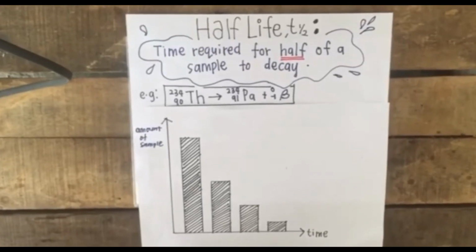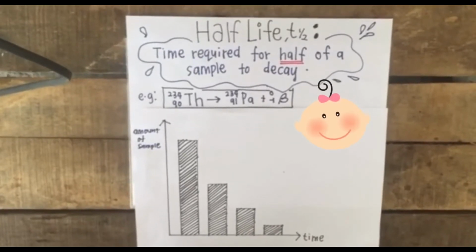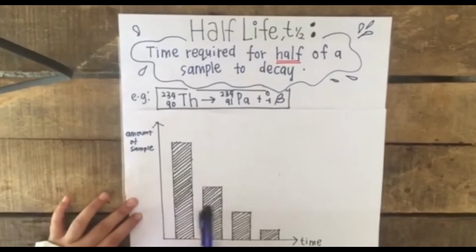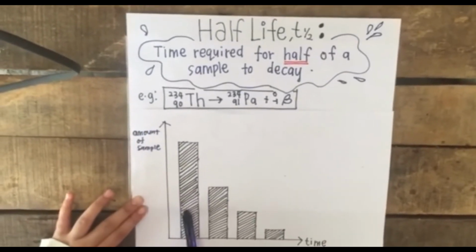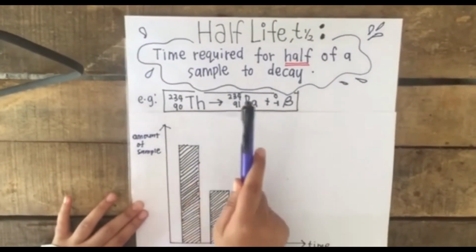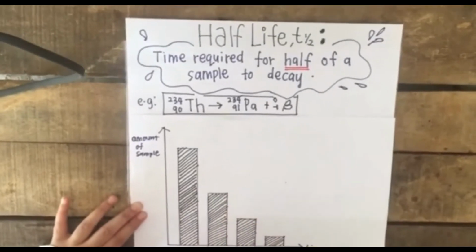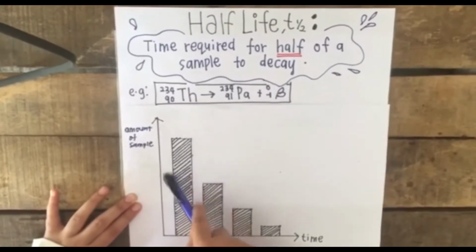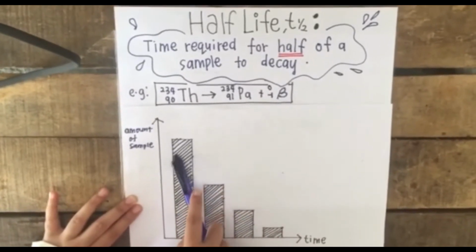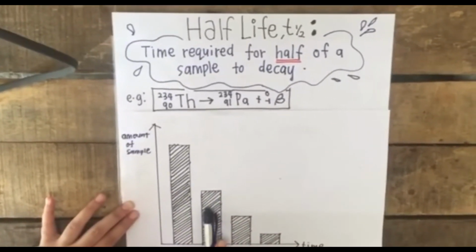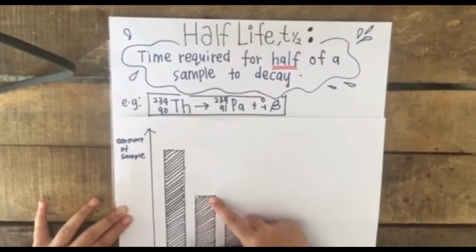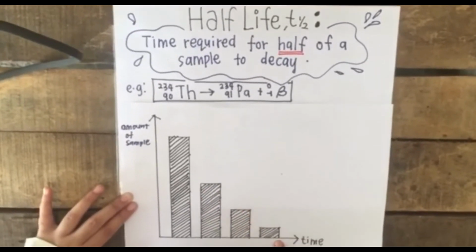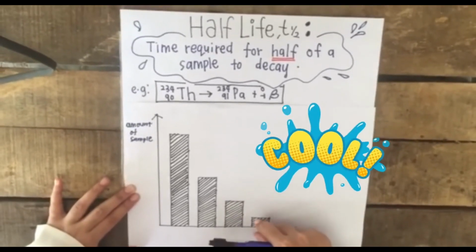For those who are visual types of person, this is the graph of half-life for thorium turning into protactinium. We can see this is the amount of thorium at the start. After one half-life, it decreases by half. Another half-life, it decreases by half, and another half-life, it decreases by half.